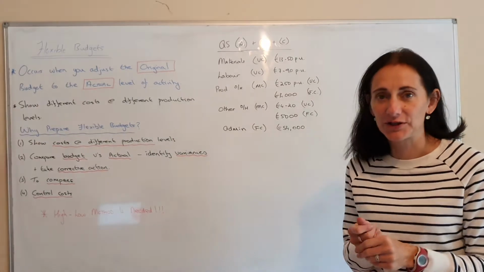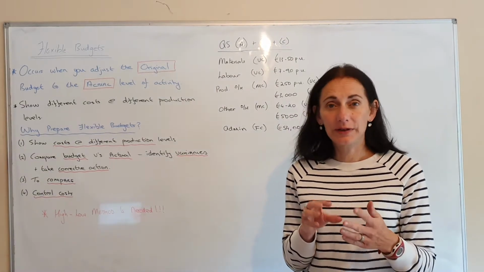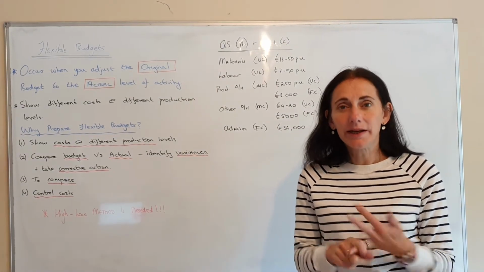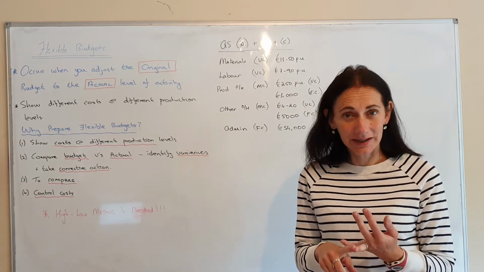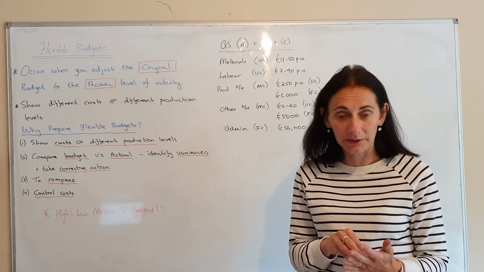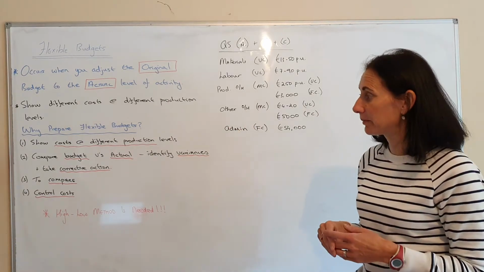So flexible budgets, we're going to have a look at now. Remember, just a quick recap. You have a section C on your exam. You have one question to answer and you get two choices. Question 8 is usually on costing and question 9 is on budgets. Now there's 3 types of budgets for the higher level. You have production budgets, you have cash budgets, and you have this one, flexible budgets.